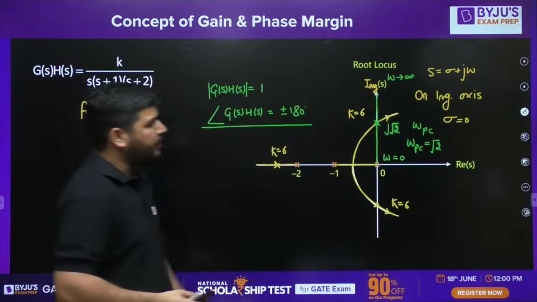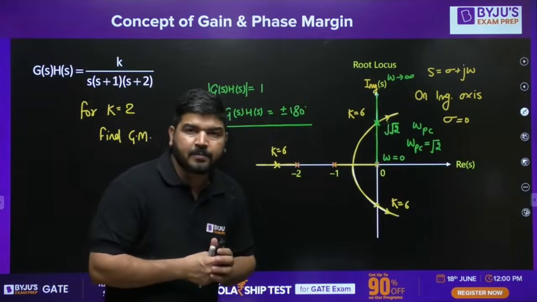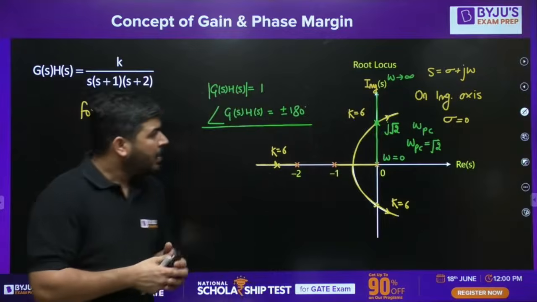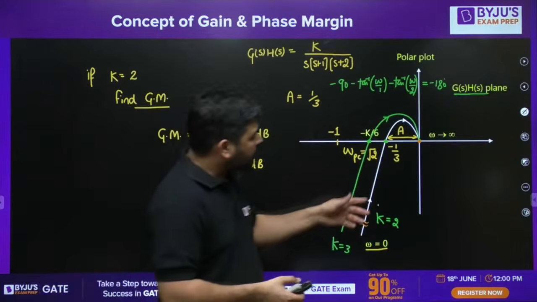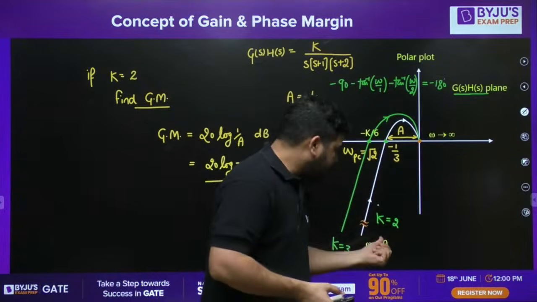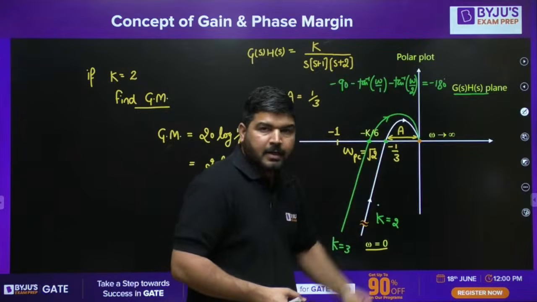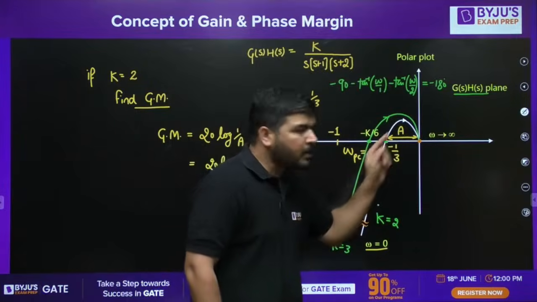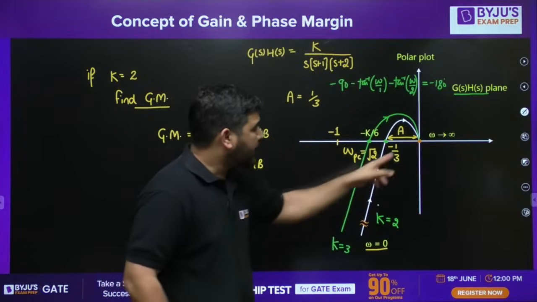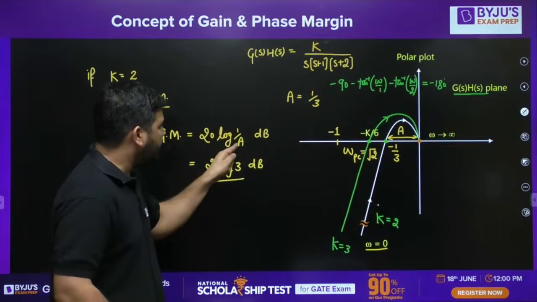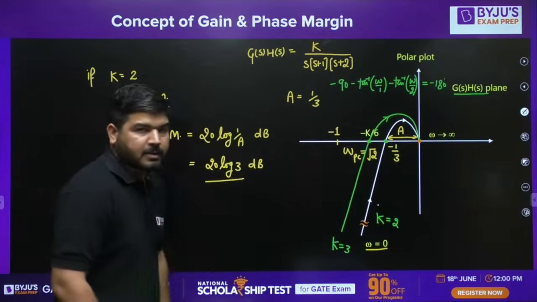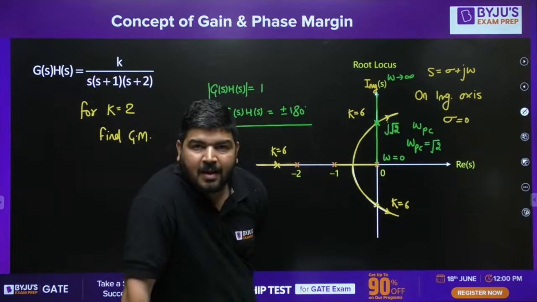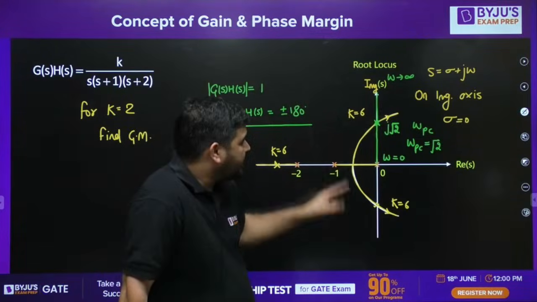Now once you get this omega pc, how to get the gain margin? Okay, we need to understand that. We know that from polar plot, when k is 2, let's say, this length is 1 by 3. And we know that 20 log 1 by a is the gain margin. Now the same thing I want to relate in this root locus. The same thing in the root locus.